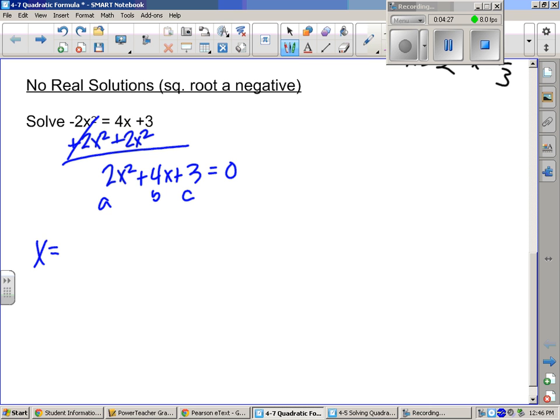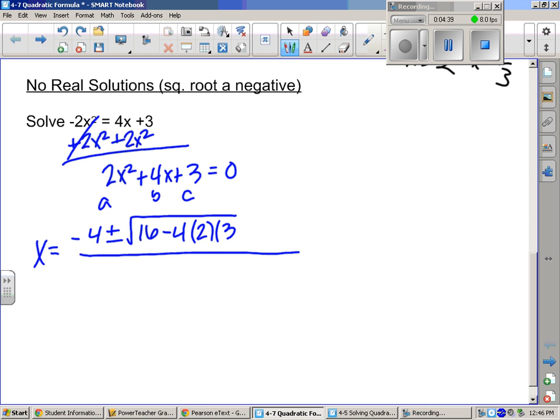Plugging it into the formula, opposite of B, so we'll say negative 4 plus or minus the square root of B squared, so that's going to give me 16 minus 4 times A times C, and then it's all going to be divided by 2 times A. I see you're using the parentheses correctly. Thank you. Nice job there. Thank you. Then we have negative 4 plus or minus, leaving everything the same, working underneath the radical.